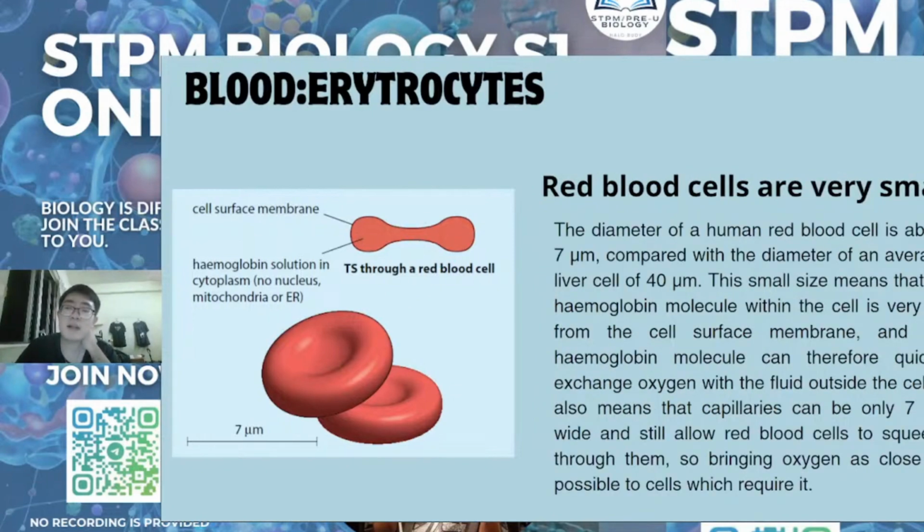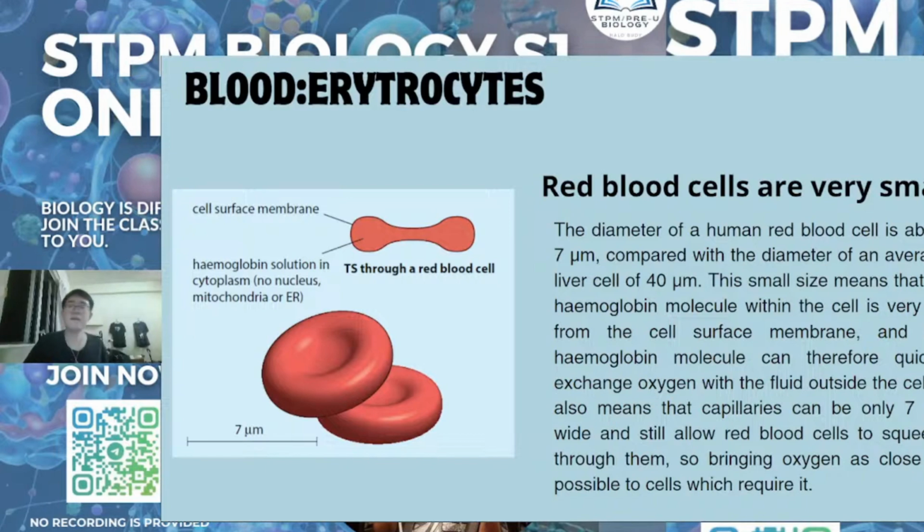And also the red blood cells are very small compared to the leukocyte. Leukocytes are bigger. Normally a red blood cell is only 7 micrometers. This small size means that no hemoglobin within the cell is very far from the surface membrane. The hemoglobin molecule can therefore quickly exchange oxygen with the fluid outside the cell. So our red blood cell's main structure is hemoglobin, right? Hemoglobin protein is very important to carry oxygen gas and also carbon dioxide gas.